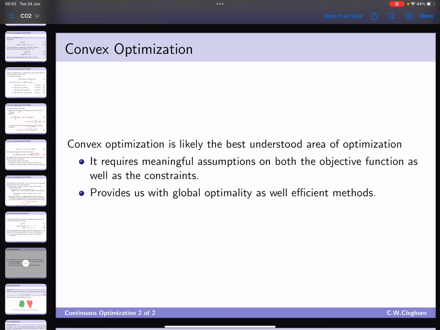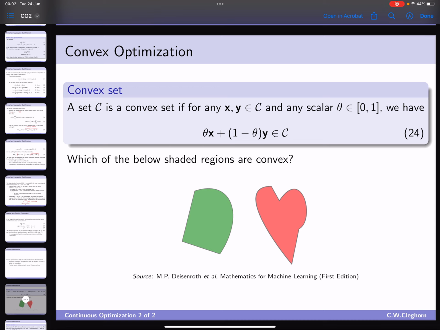Again, when we can represent a problem in a form that fits a particular kind of convex optimization problem. And we'll look at two at the end, namely linear programming and quadratic programming problems. But as I said, let's start with some definitions. So we're going to look at a convex set to begin with. Let there be a set C, and the set C is a convex set if for any x and y in that set and some scalar theta in the range of 0, 1, we have that the linear interpolation shown in equation 24 here is also within the set.